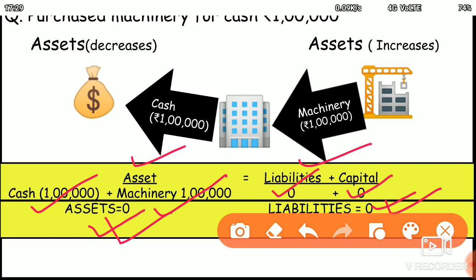So the main concept here is that in a business, whenever there is a transaction which takes place, that transaction will result in some changes in the assets, liabilities, or capital in such a way that the values of the left hand side will always be equal to the right hand side. That means the assets will be equal to the liabilities plus capital.